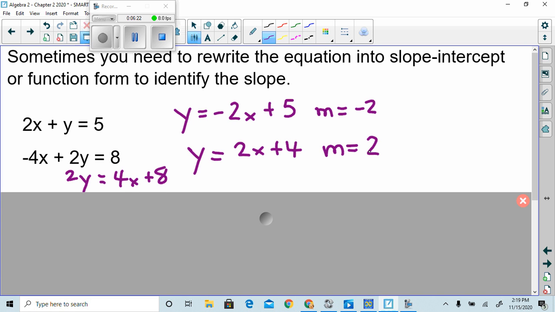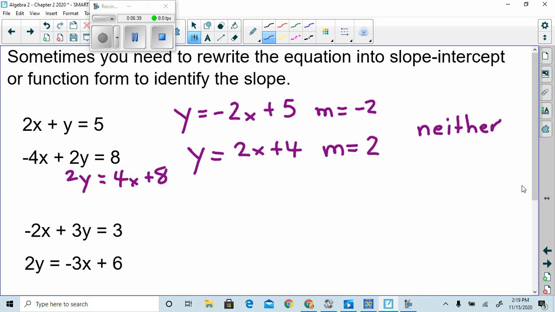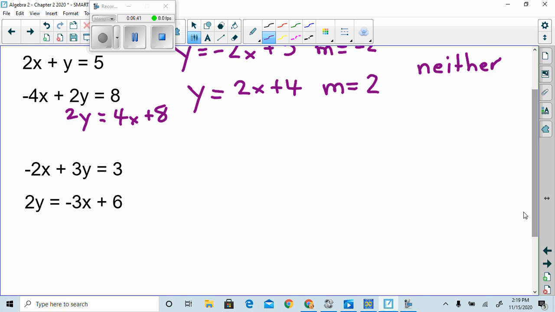Okay, so if I'm looking at this, I see that this would be neither, because in one I have a negative 2 slope, and the other one I have a positive. So that's neither parallel or perpendicular. Let's go on to our second.